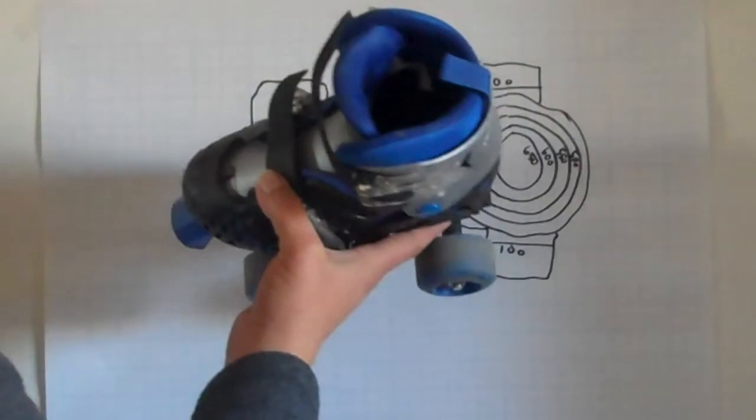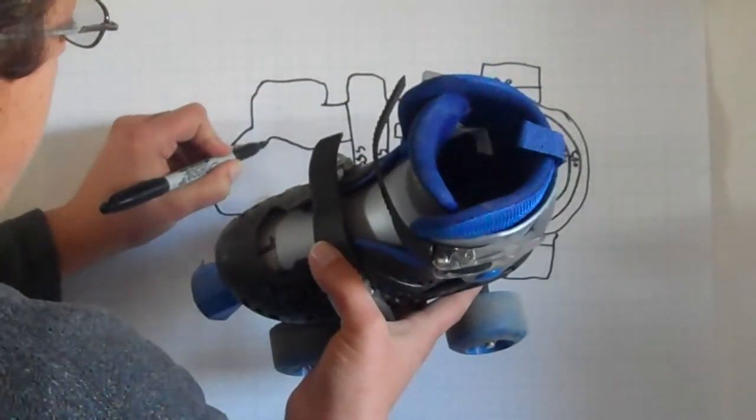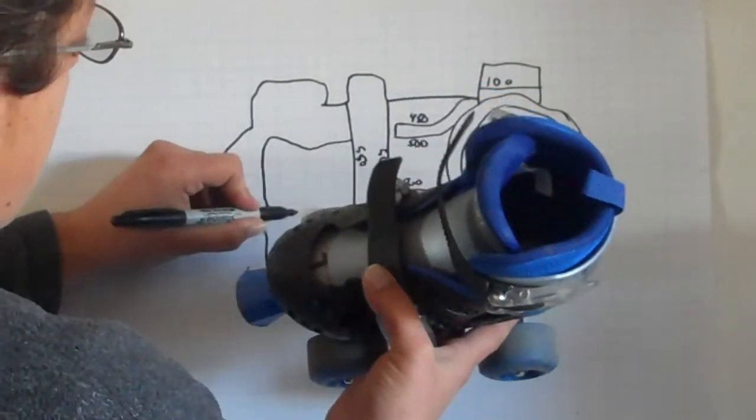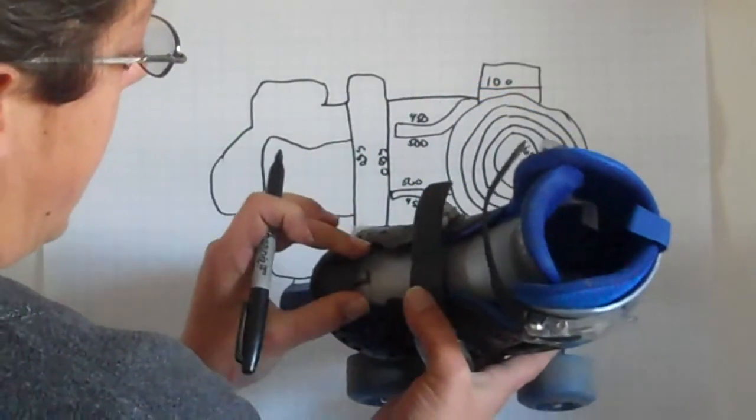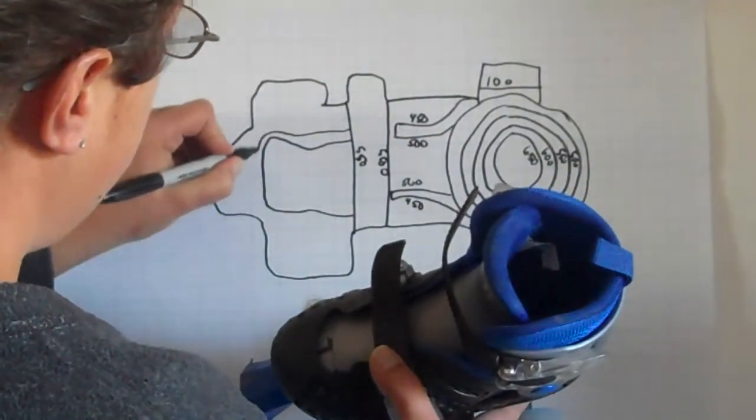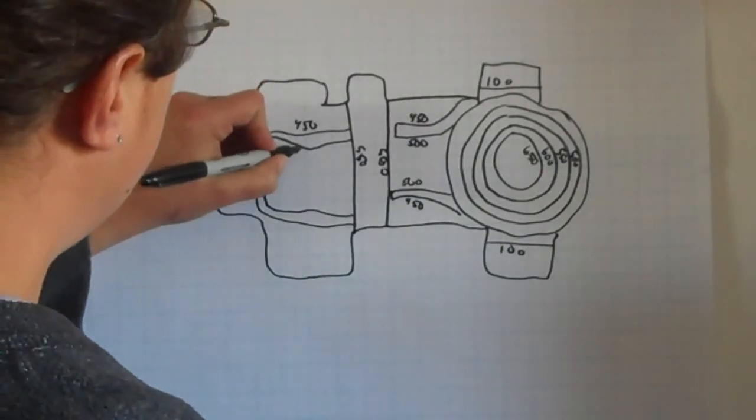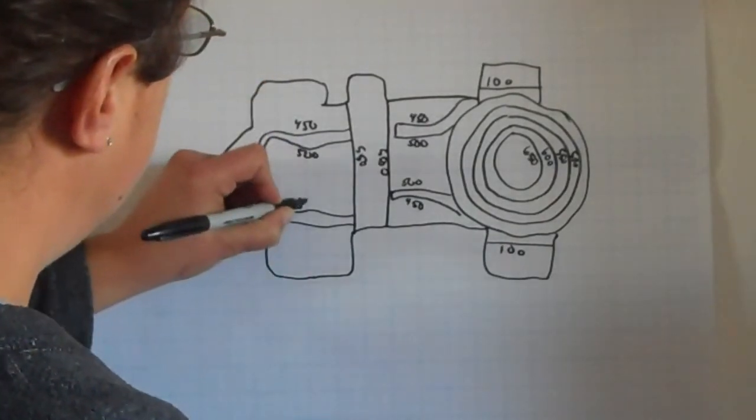I'm just writing the numbers on there. And then my roller skate comes back out and we have this area right here that's going to be the same as right here. So the top line going around is going to be 450 because that's lower, and then 500 in the middle.